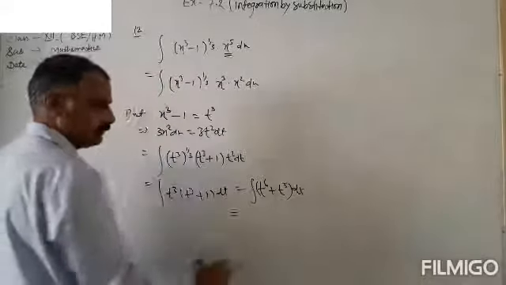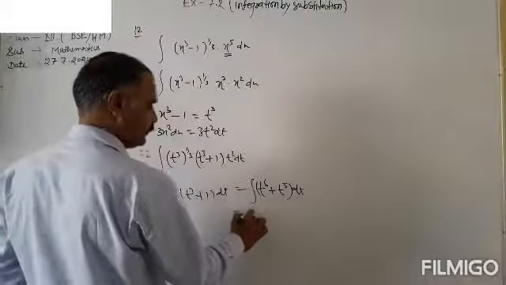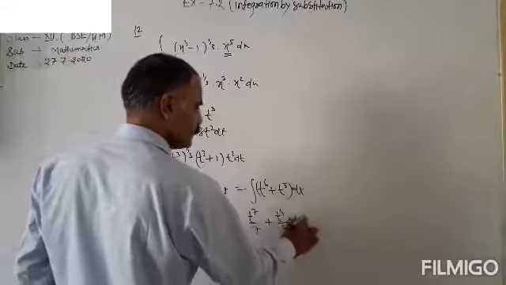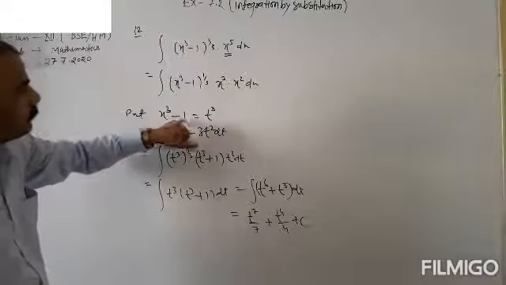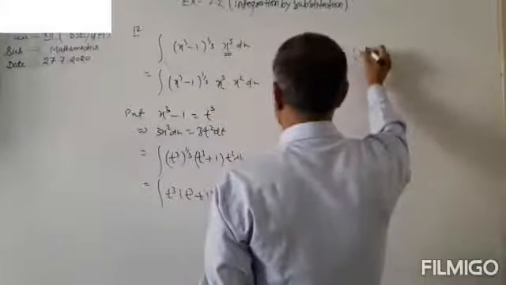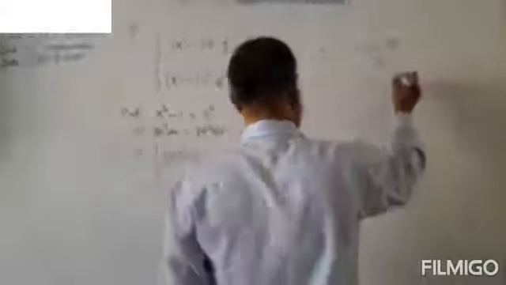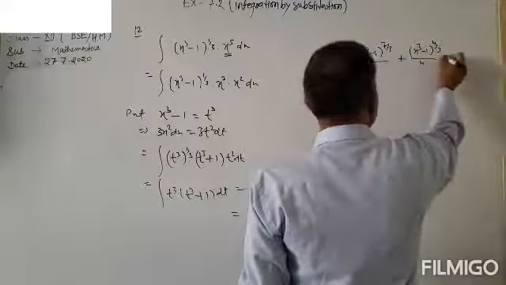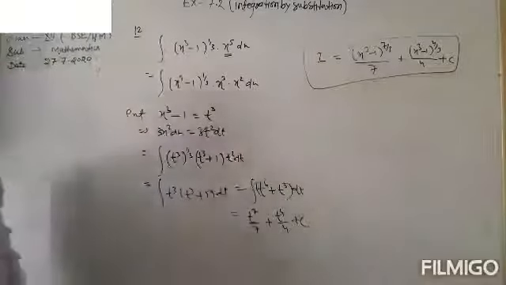After integrating this function with respect to t, we will have t to the power 7 upon 7 plus t to the power 4 upon 4 plus c. Now putting the value of t, that is x cube minus 1 to the power 1 by 3, the integration is equal to x to the power 3 minus 1 to the power 7 by 3 divided by 7, plus x to the power 3 minus 1 to the power 4 by 3 divided by 4, plus c. This is the integration of question number 12.